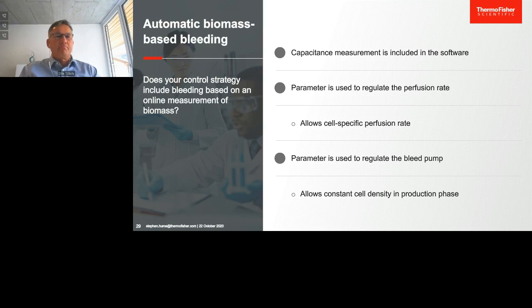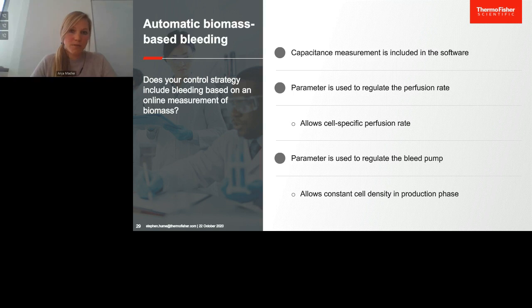Yes, so the capacitance measurement is included in the software. So we can use this parameter to regulate the feed rate, which allows us to have a cell-specific perfusion rate also in cases of unpredictable growth rates. And additionally, we use it to regulate the bleed pump to keep a constant cell density during the production phase. And then the harvest pump is kind of indirectly regulated by the biomass via the feed and the bleed pump.